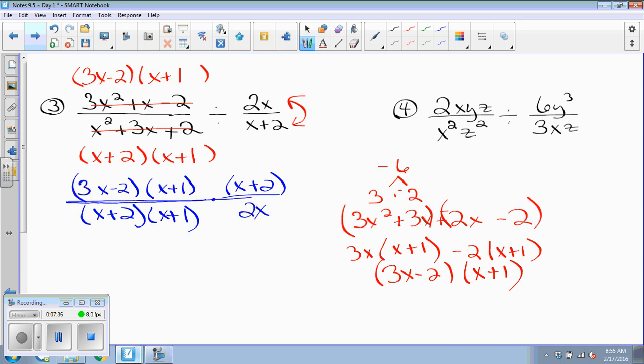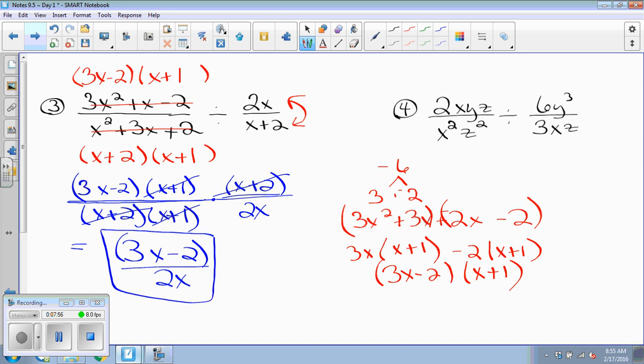So this is like one big fraction, okay? So do I have another 3x minus 2 on the bottom? No. Do I have an x plus 1? Yes. Do I have an x plus 2? Yes. And I'm done. So what I'm left with is 3x minus 2 over 2x. Good job. Any questions? As long as you can factor, it's not hard.